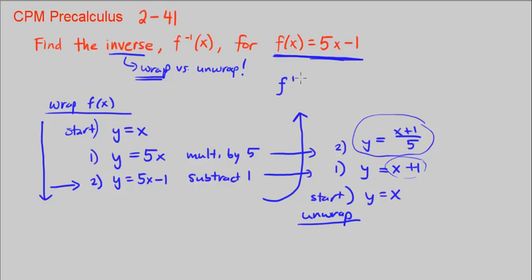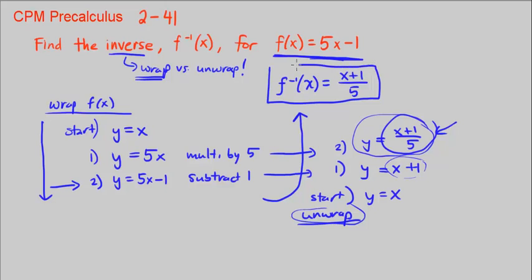So the inverse function of f, that's how we say this. The inverse function of f is equal to x plus 1 over 5. Okay? And that's how we get it. We just copy what we get when we're done unwrapping the function, and box your answer. And we're done finding the inverse of f. Okay? And that ends CPM Precalculus, Chapter 2, number 41.